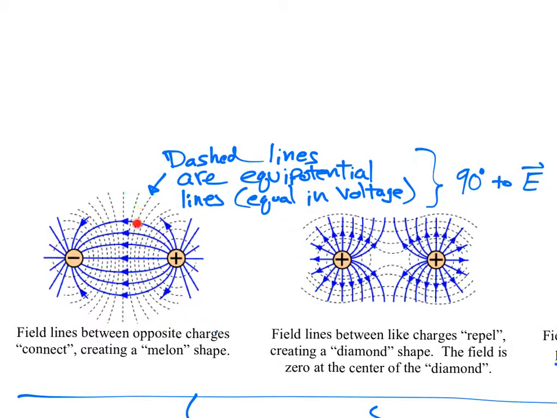The dashed lines here are what we call equipotential lines, lines that are equal in their electric potential energy, and electric potential energy is voltage. And those equipotential lines are always at 90 degrees to the electric field lines.